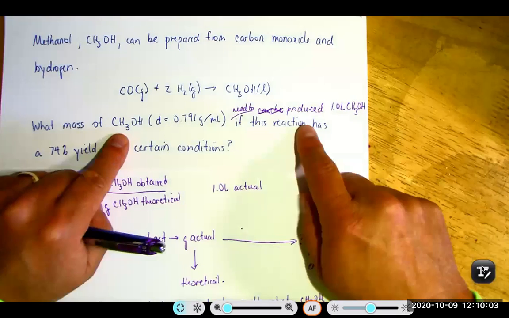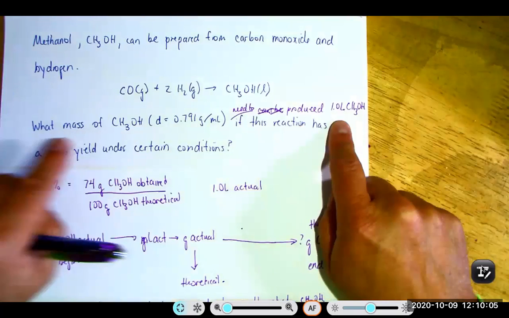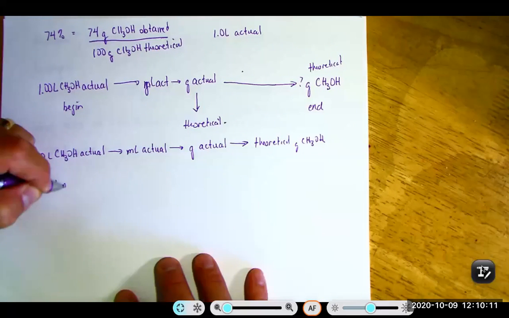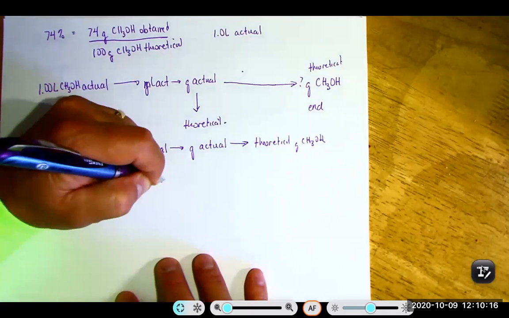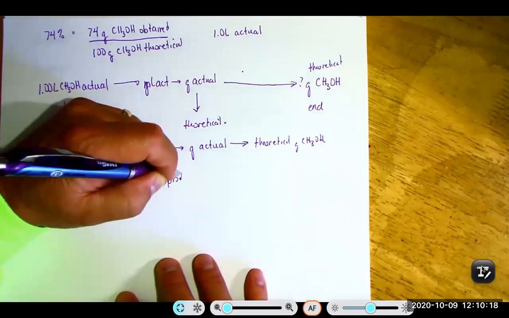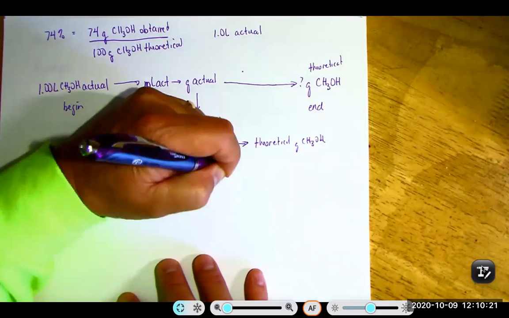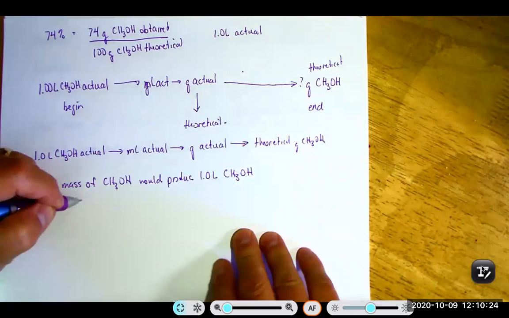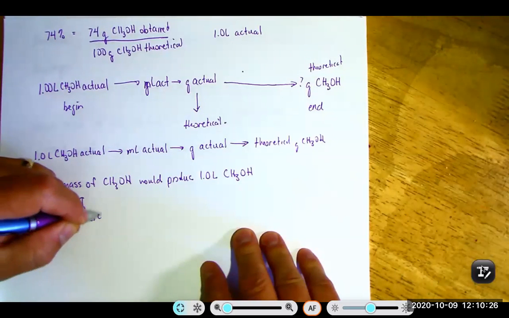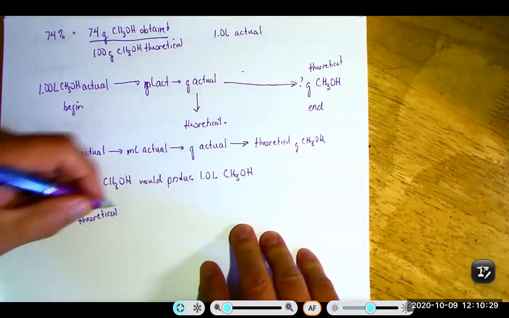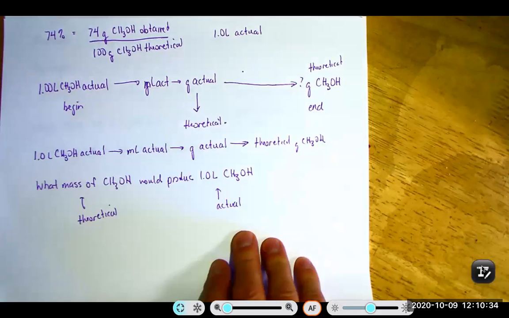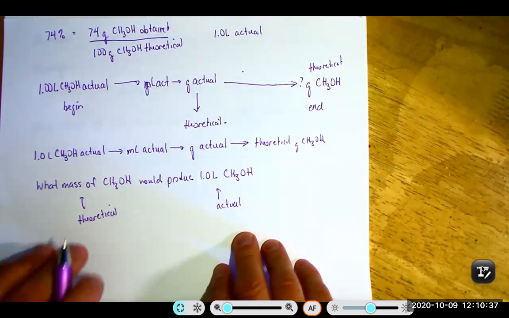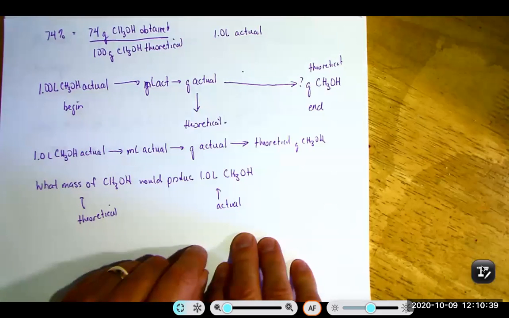So this question here, and I'm going to write this again, what mass of methanol would produce 1.0 liter of methanol? What they're really asking for is what mass theoretical would produce 1 liter actual. So I'm not sure if you get the nuance of the question, but that's kind of it right there. Okay, so it's a little tricky the way it's worded.